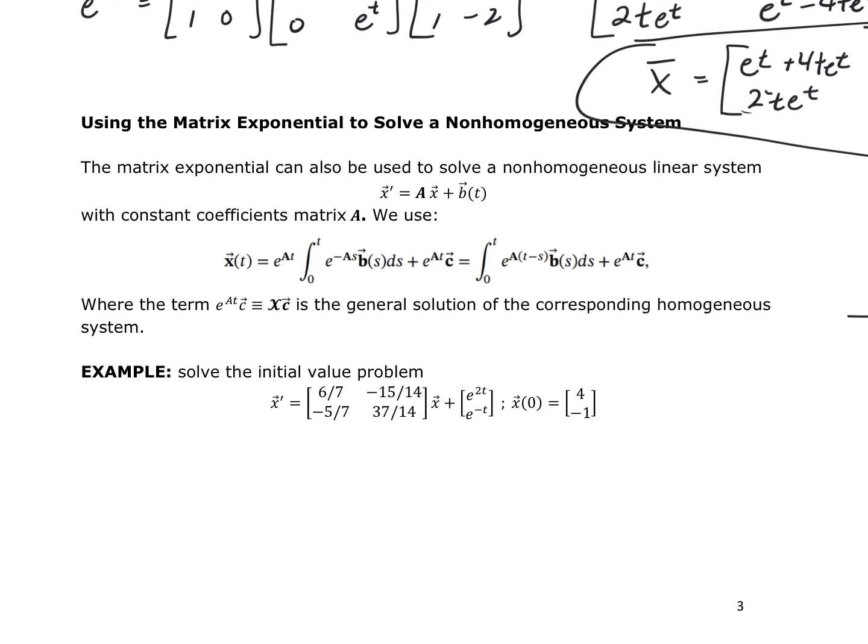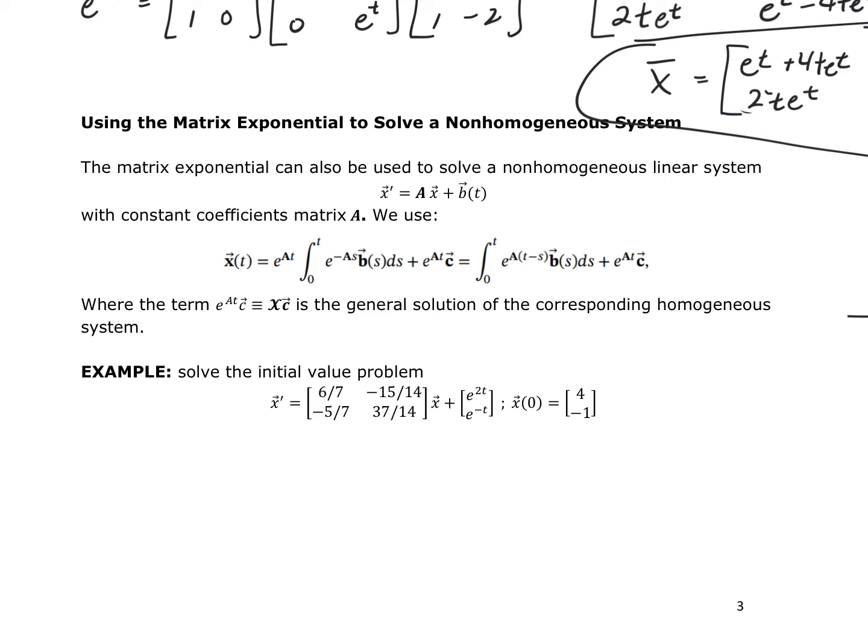Now, we can use a matrix exponential to solve a non-homogeneous system. The way that we solve a non-homogeneous system, x of t is equal to e raised to the at times the integral from 0 to t of e raised to the negative a s, b of s ds, plus e to the at times c, which is the same thing as the integral from 0 to t of e to the a times (t minus s) times the matrix b of s ds, plus e to the at times the vector c.